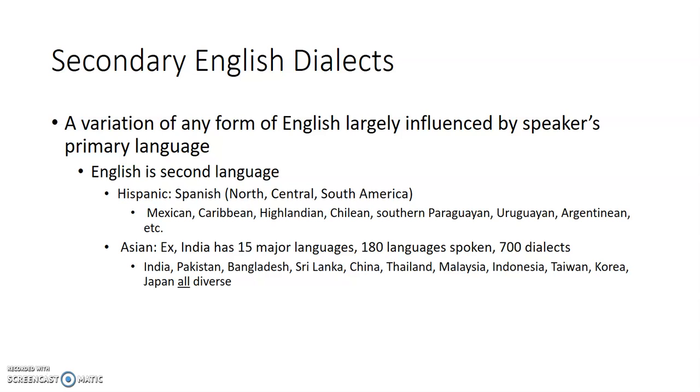In the Asian cultures, we have to think about how many different languages there are within Asia. India alone has 15 major languages, 180 languages that are spoken, and 700 dialects. And that's just in India. We still have to think about Pakistan, Bangladesh, Sri Lanka, China, Thailand, Malaysia, Indonesia, Korea, and Japan. All of it has its own diverse language types and diverse dialects, and that can influence the use of English as a dialect, as well as their accent.